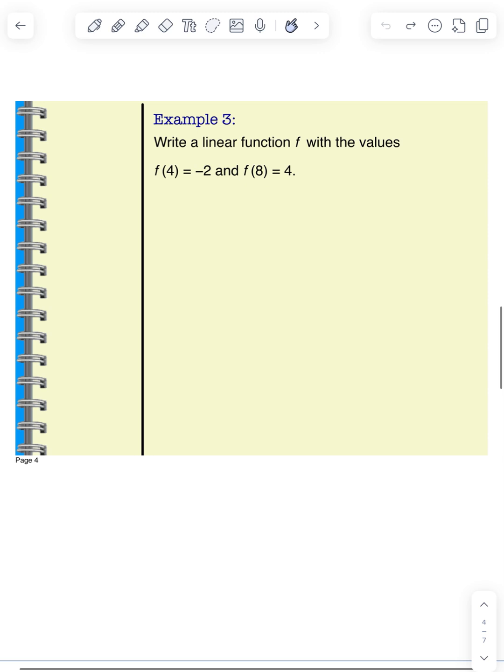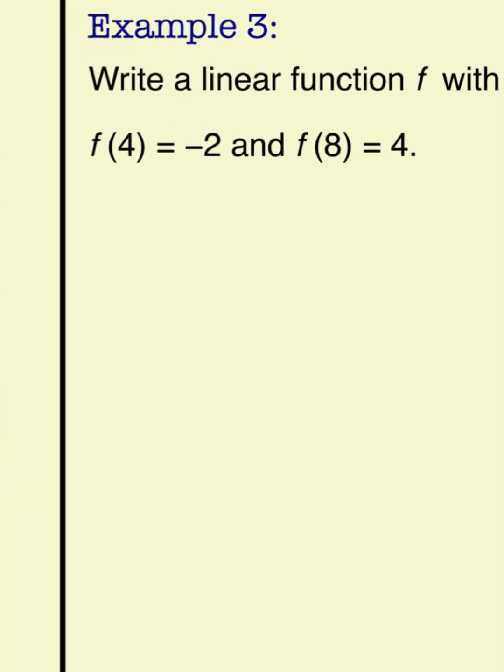All right, next we're going to practice writing an equation in point-slope form from 2 points. Remember function notation when it says f of 4 equals negative 2. That means when x is 4, y is negative 2. So I have an ordered pair at 4, negative 2. And if f of 8 equals 4, that means when x is 8, y is 4. So I have a point at 8, 4.